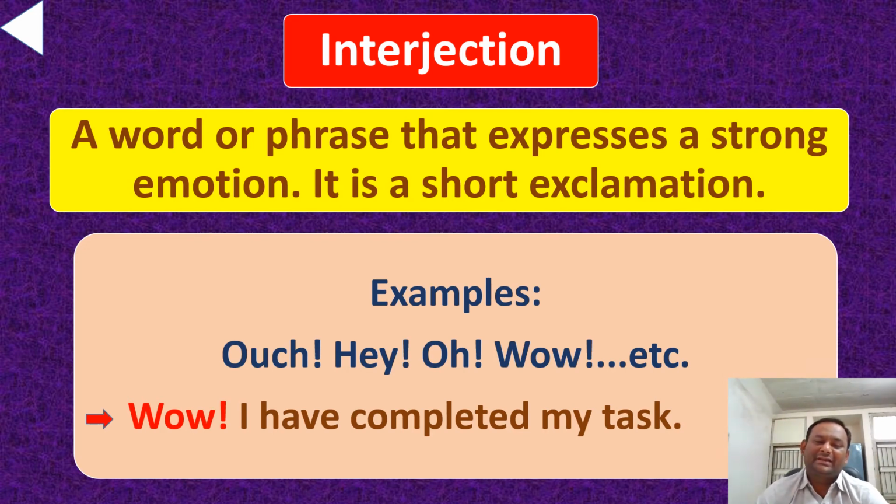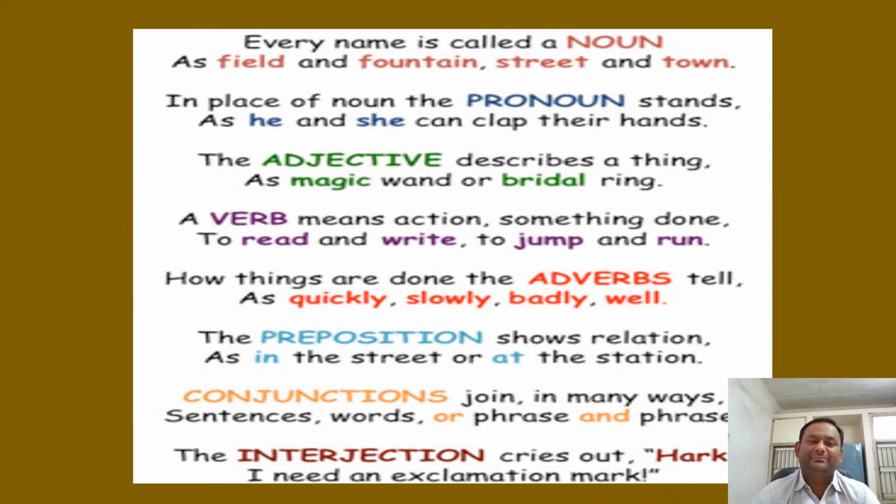In a sentence you can see, friends: Wow, I have completed my task! So these words show the feelings, emotions of happiness or sorrow or strangeness. So such words are called interjections. So friends, in this way we have done the 8 parts of speech. To remember that, here is one poem. Let's try to recite the poem.